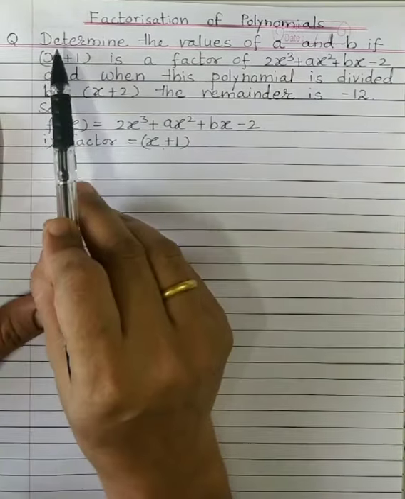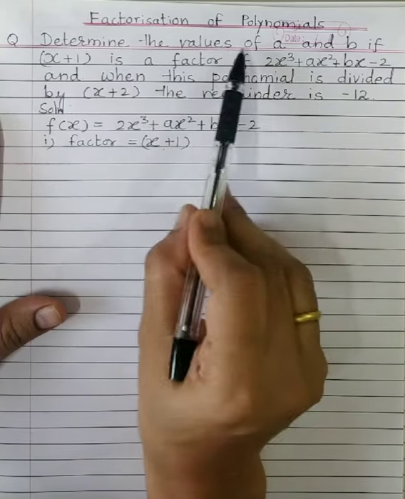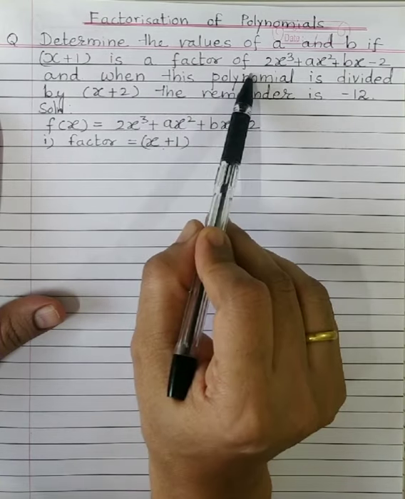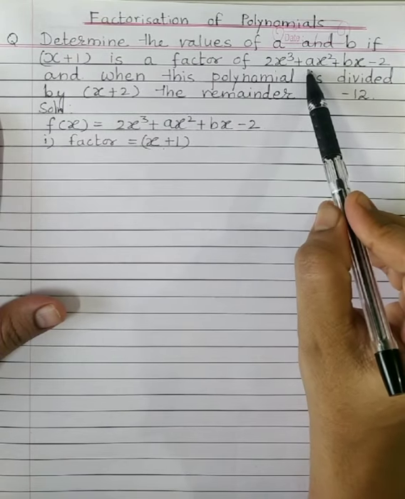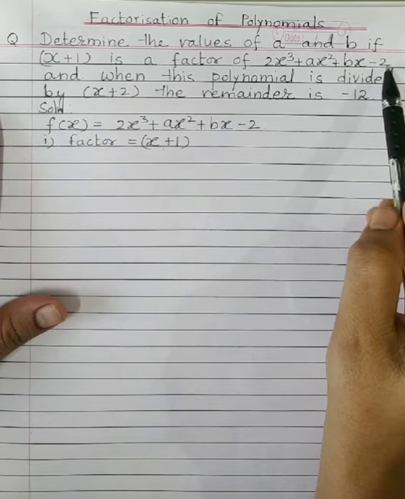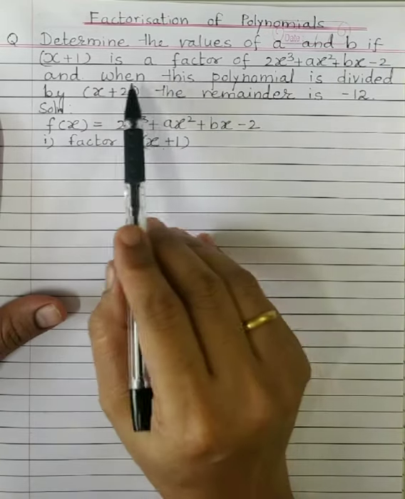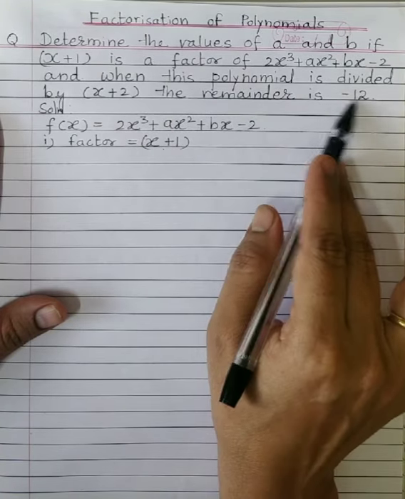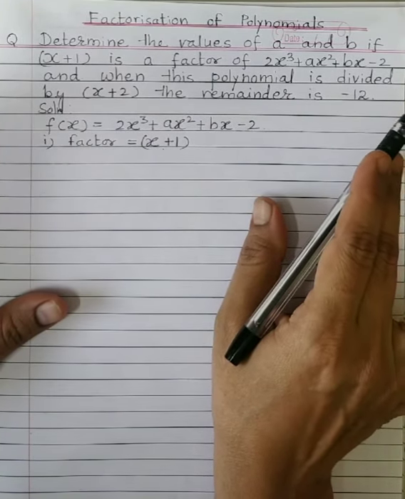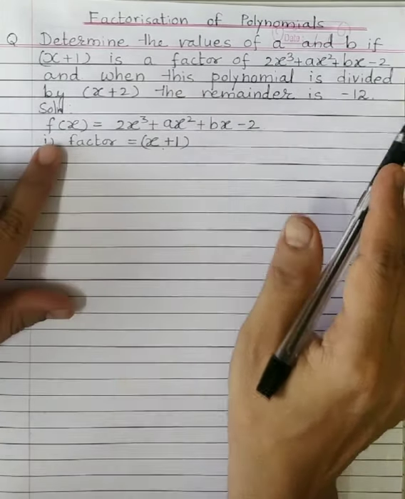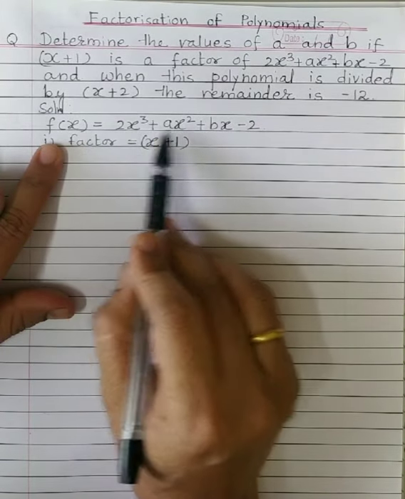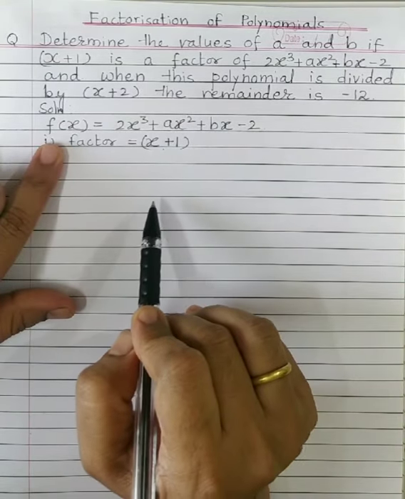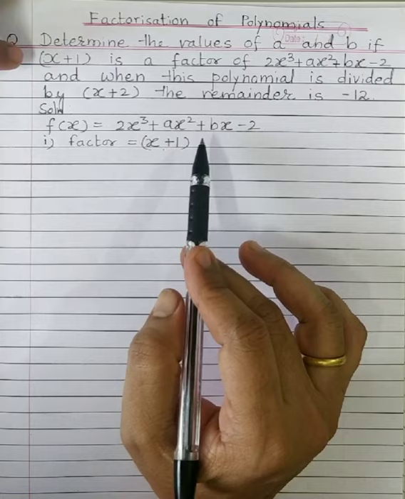So let's see with this example. Determine the values of a and b if x plus 1 is a factor of 2x cube plus ax square plus bx minus 2, and when this polynomial is divided by x plus 2, the remainder is minus 12. Is the question clear? So here our polynomial is 2x cube plus ax square plus bx minus 2. Two variables are missing here and two conditions are mentioned here.